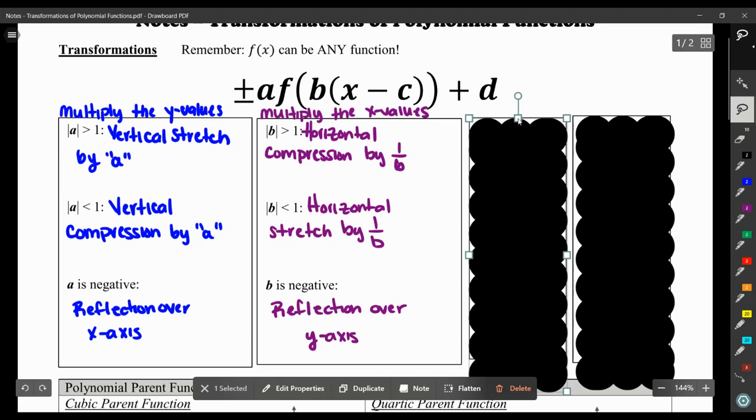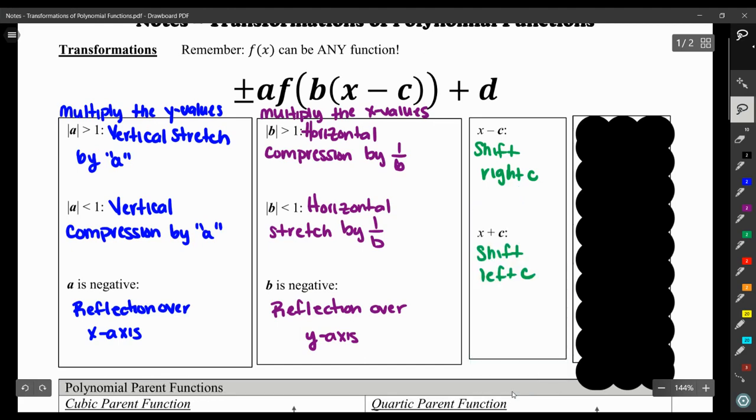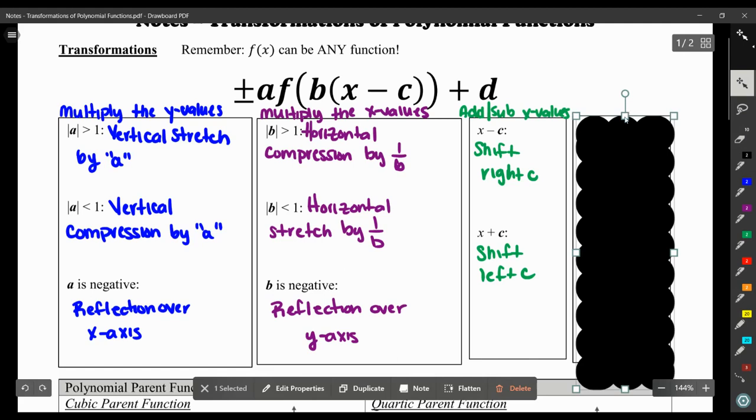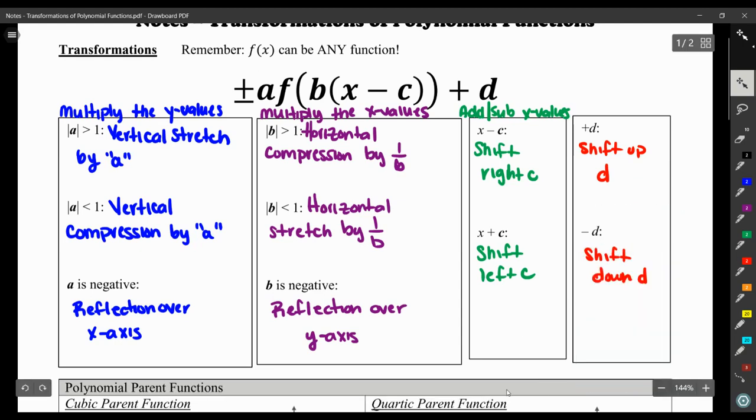For the value of C, again, C is directly affecting the input, so C is a little bit backwards as well. If you have x minus c, it's actually a shift to the right by whatever c is. If you have x plus c, it's actually a shift to the left. And what this will do is add or subtract your x values. So b and c directly affect the inputs, which is why they're kind of backwards. The value of d affects the y's. So if it's plus a number on the outside, plus d, you will shift up, just like it's supposed to. If it's minus a number, you will shift down. And d actually adds or subtracts the y values.